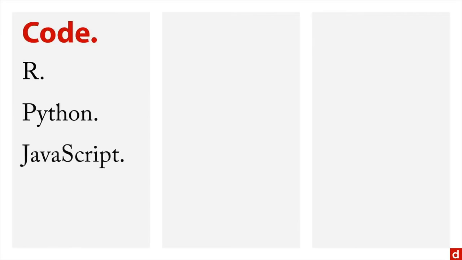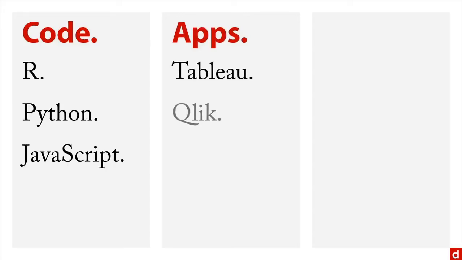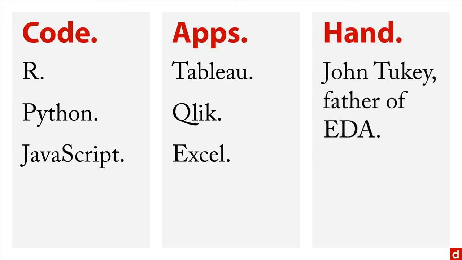There are a few ways you can do this if you want to. The first is with programs that rely on code. So you can use the statistical programming language R, the general purpose programming language Python. You can actually do a huge amount in JavaScript, especially in D3.js, or you can use apps that are specifically designed for exploratory analysis. That includes Tableau, both the desktop and the public versions, Qlik, and even Excel is a good way to do this. And then finally, if you really want to know, you can do this by hand. John Tukey, who's the father of exploratory data analysis, wrote his seminal book, a wonderful book, where it's all hand graphs, and actually it's a wonderful way to do it.